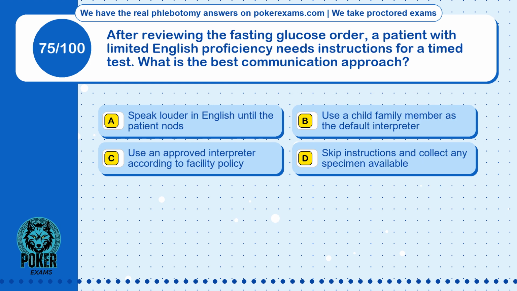Question 75. After reviewing the fasting glucose order, a patient with limited English proficiency needs instructions for a timed test. What is the best communication approach? Option A, speak louder in English until the patient nods. Option B, use a child family member as the default interpreter. Option C, use an approved interpreter according to facility policy. Option D, skip instructions and collect any specimen available.